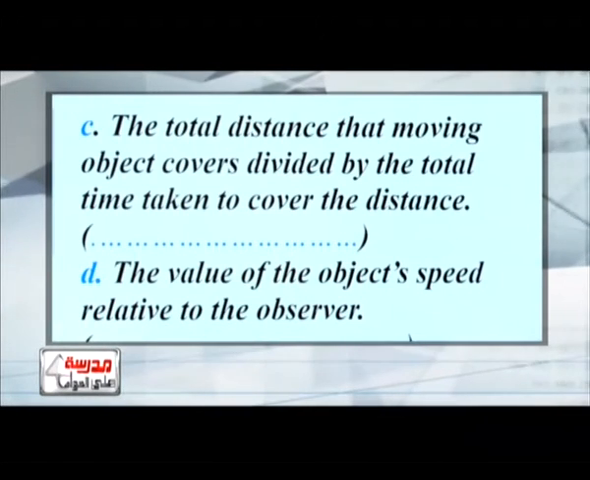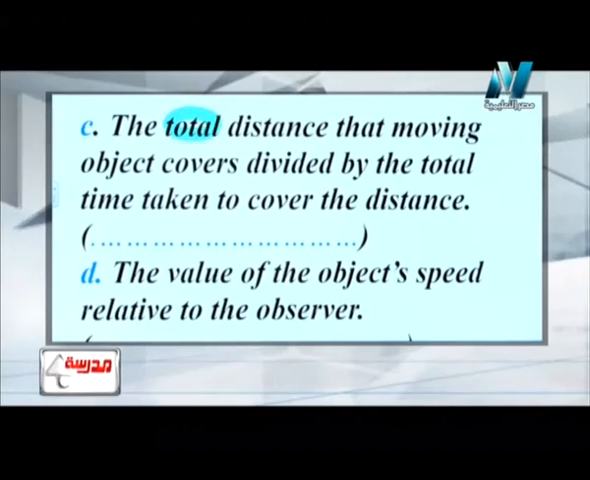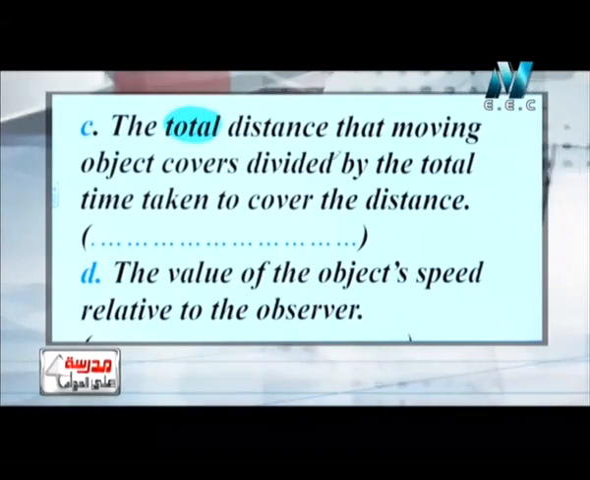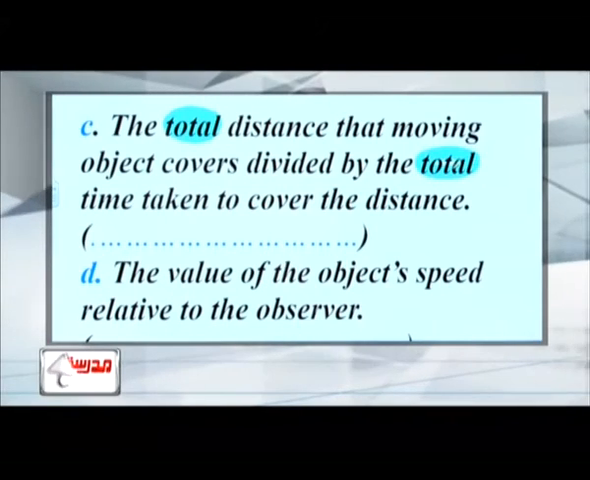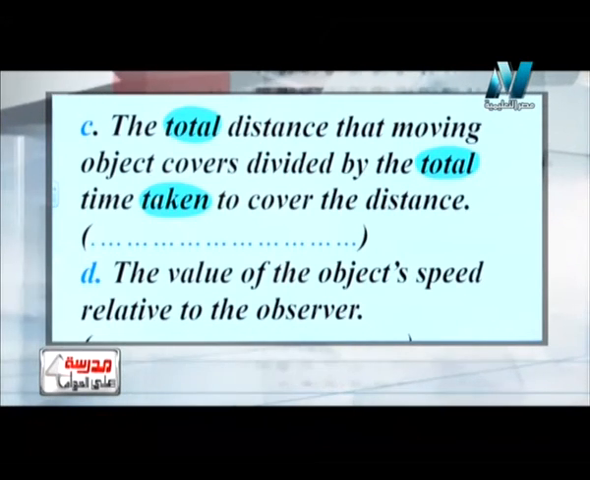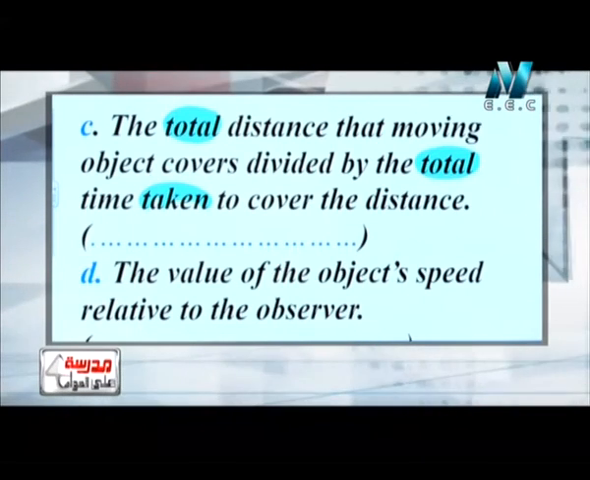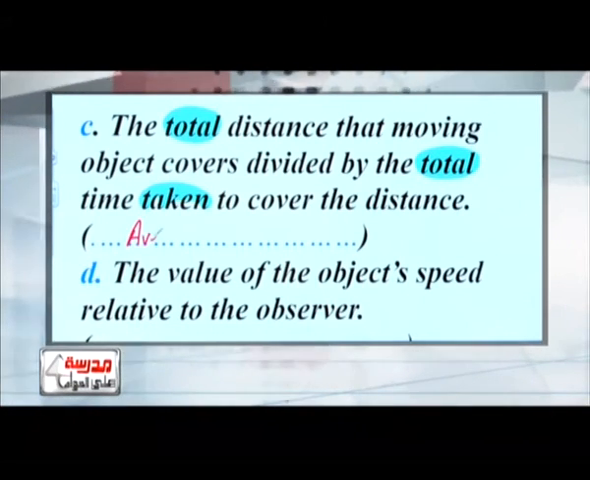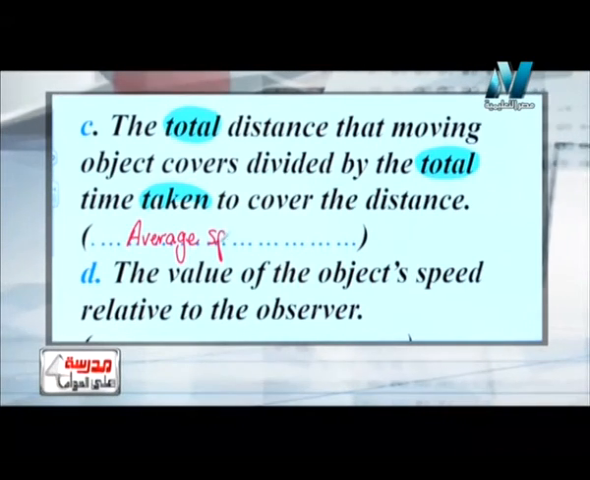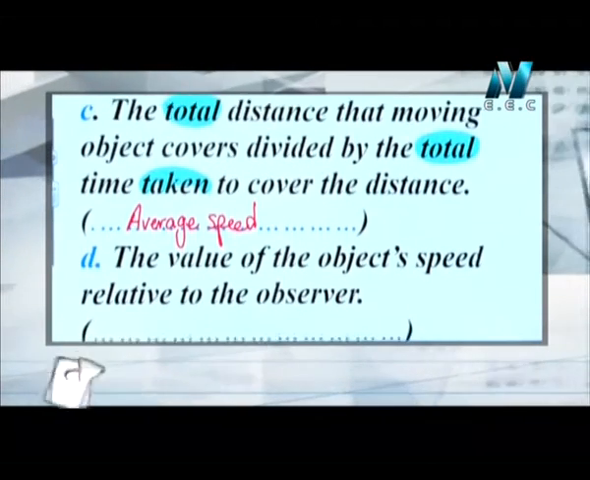خلي بالنا قال لي حاجتين مهمين جدا. Number 1, total distance covered divided by total time taken. So what do we talk about here? I think we can answer, we talk here about, yes, average speed. Average speed أو السرعة المتوسطة.